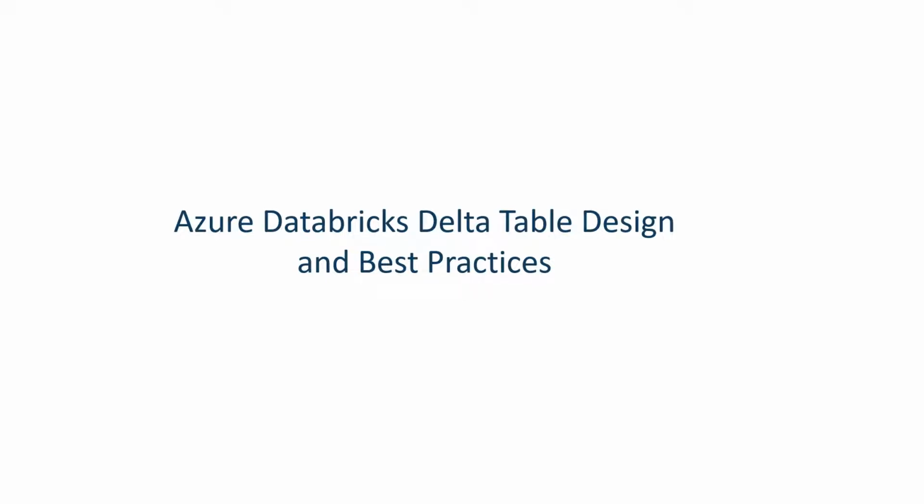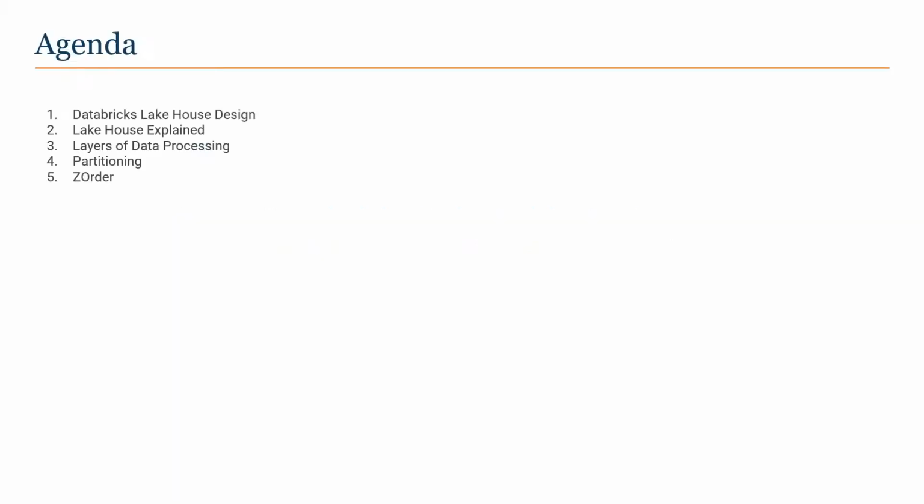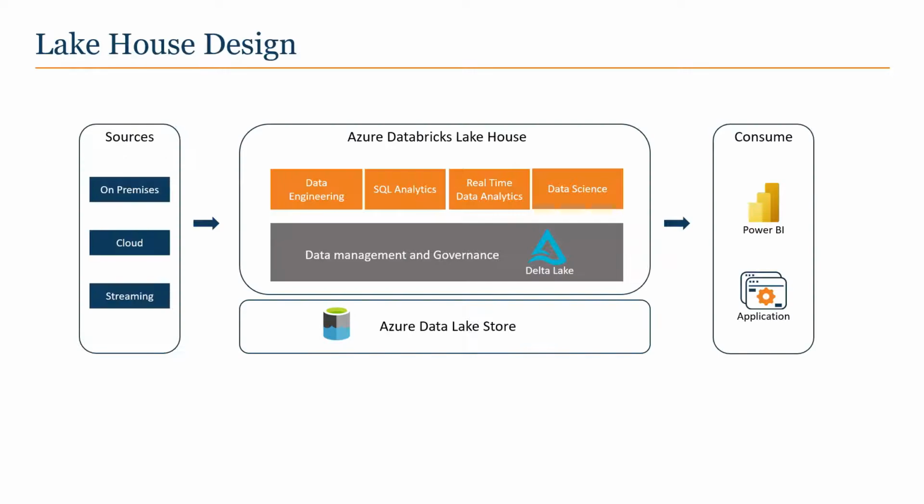Here I have come up with another experience on Databricks and Delta table design. The agenda is to understand what is Databricks Lakehouse design, the Lakehouse explained, layers of data processing, partitioning, Z-order, and a few extra commands. Lakehouse is an open architecture that combines features of data lake and data warehouse to deliver reliability, governance, and performance. Data warehouse where we get data from multiple data sources, create facts and dimensions.